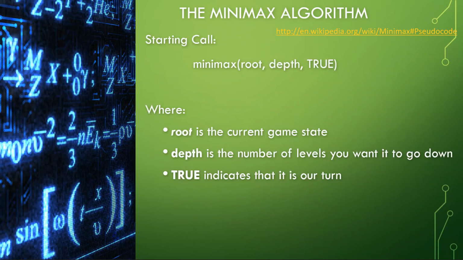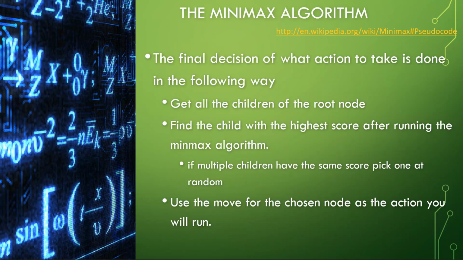Now the starting call of this is you start the min-max giving it the root, which would be the current state of the game. You give it the depth you want to go to, and you start that it should be our turn. So root is current game, depth is the number of levels you want to go down, and true indicates that it is our turn to actually evaluate.